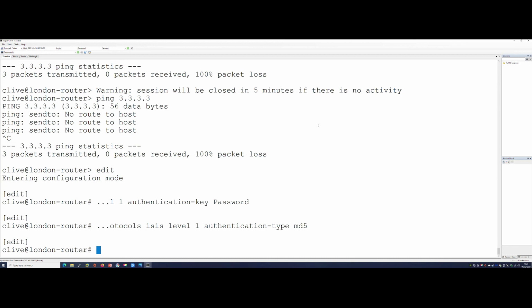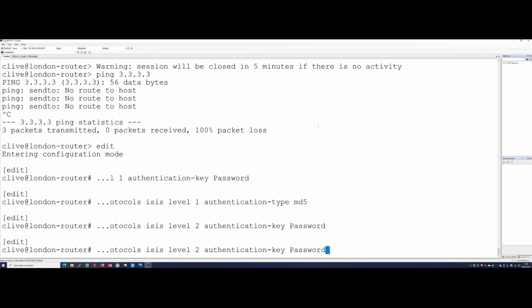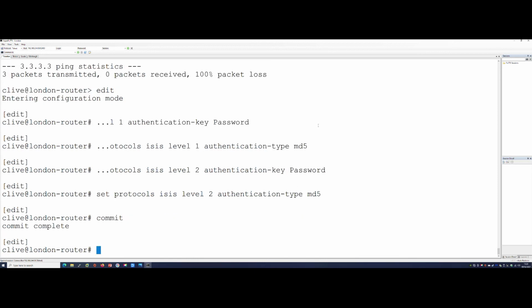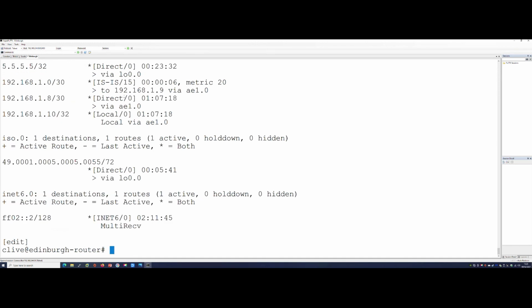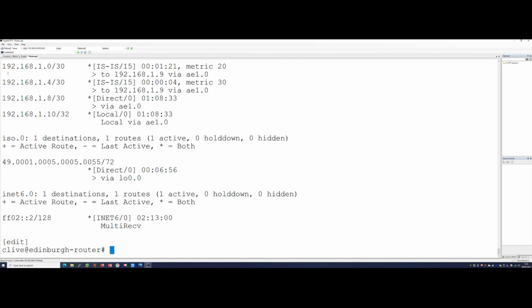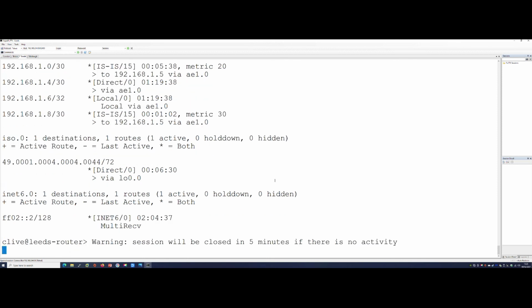Okay, and level 2 the same. Sorry, I hit the wrong key there. Let's commit that. Okay, now if we go back to Edinburgh again, let's have a look and see what we've got in our routing table now. Now we've got London has appeared. Okay, London is back.